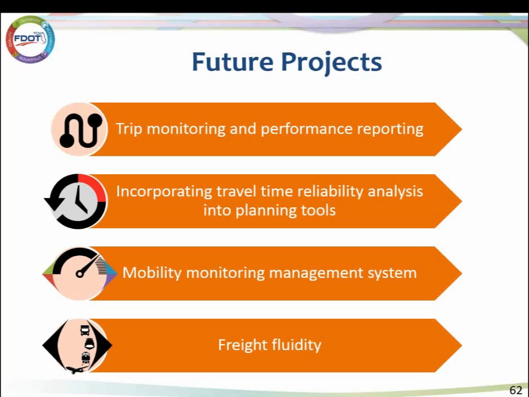A mobility monitoring management system that brings data from multiple sources, including private vendor data, into one place for access by FDOT. This system will have the ability to run individual queries and execute performance reporting on multiple scales. And freight fluidity, that is tracking freight movements through multiple modes and beginning identifying solutions to freight bottlenecks. These new projects will increase Florida's performance monitoring and reporting capabilities.